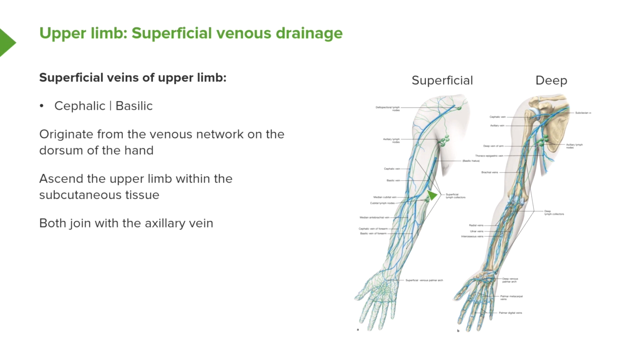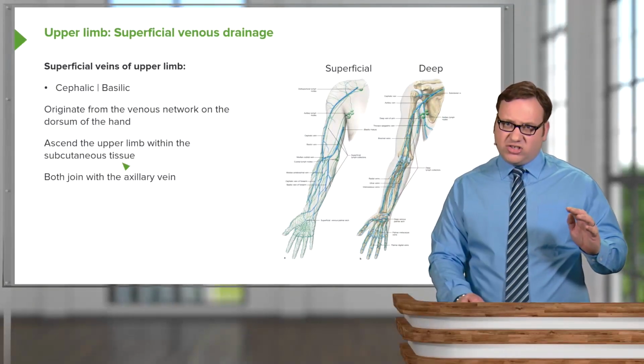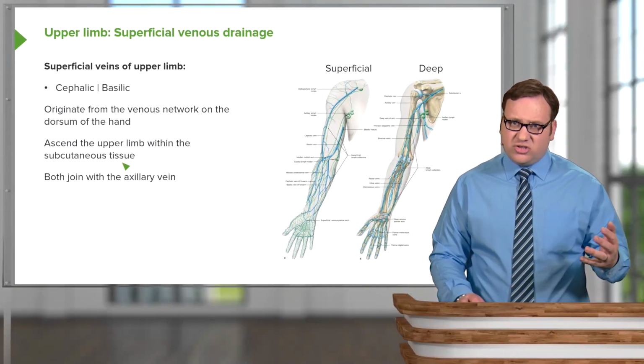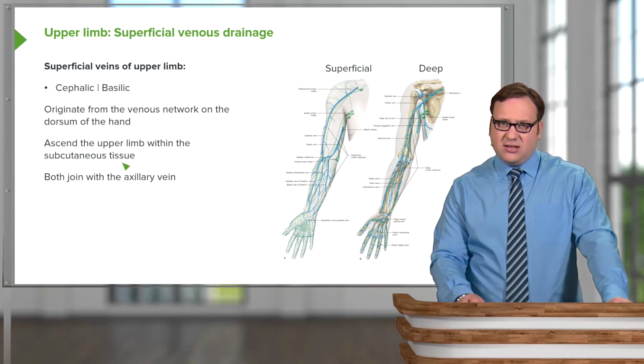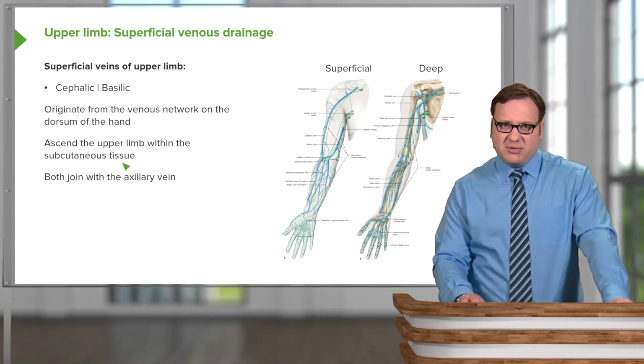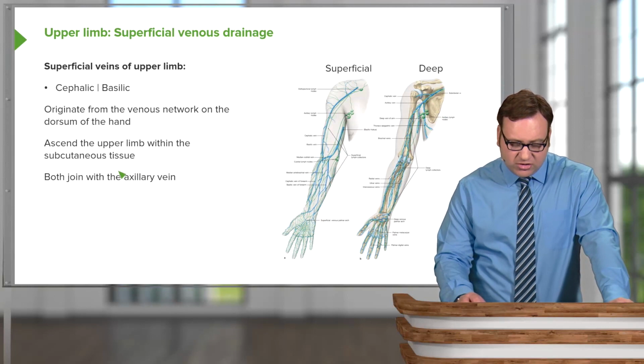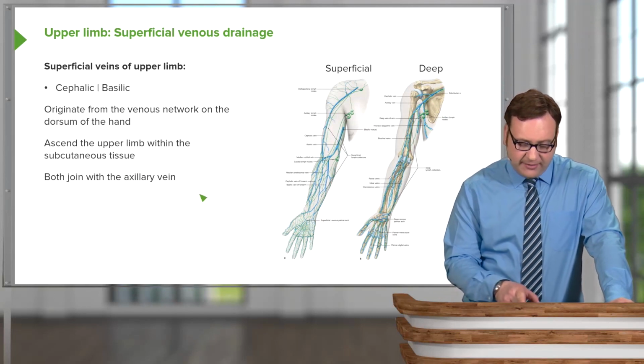We can see them here, cephalic vein, and we can see a basilic vein running up. This will pass all the way up to form the axillary vein, and here we can see the cephalic vein, which will run all the way up and pass into the axillary vein. These ascend up the upper limb within the subcutaneous tissue. So they run superficial to the deep fascia. And both of these join up with the axillary vein.